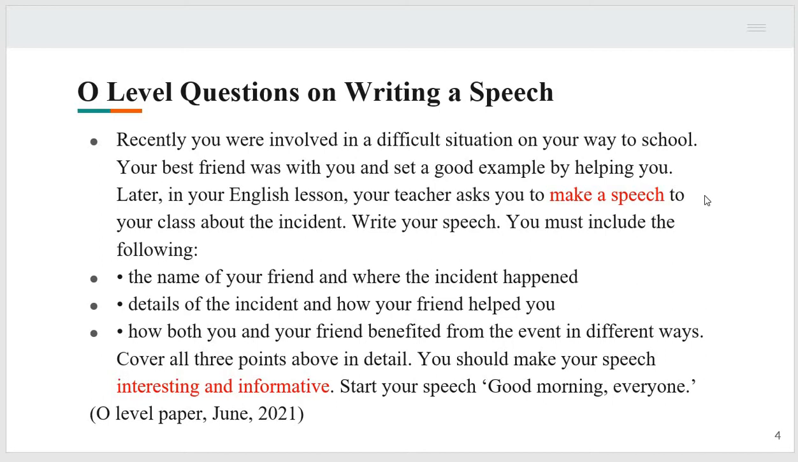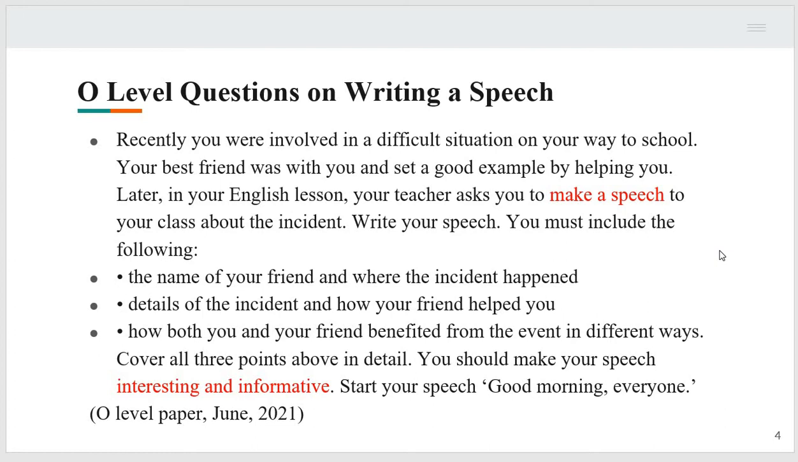So, this is a question which was asked in June 2021, in the O level previous paper. This is the statement of the question. Recently, you were involved in a difficult situation on your way to school. Your best friend was with you and set a good example by helping you. Later in your English lesson, your teacher asks you to make a speech to your class about the incident.